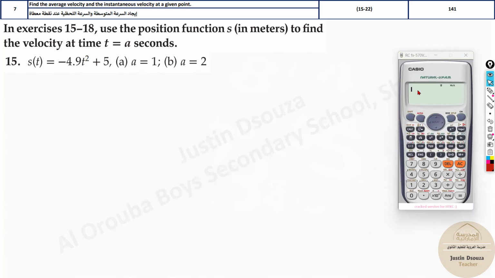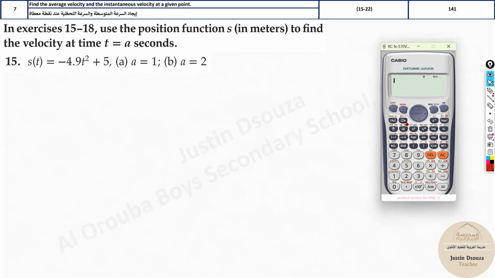So take your calculators, just use the direct derivative formula. Now you have been given the position function, that is s of t, or displacement. If you differentiate it, you will get the velocity. Now all you need to do is differentiate this position. Shift and dy by dx will give you the derivative. You should type the function as it is, negative 4.9. No t over here, it's only x. The variable is always x squared plus 5.